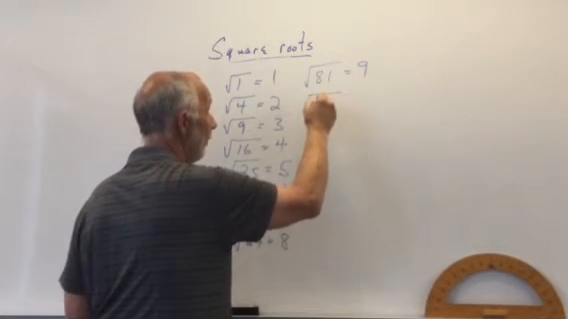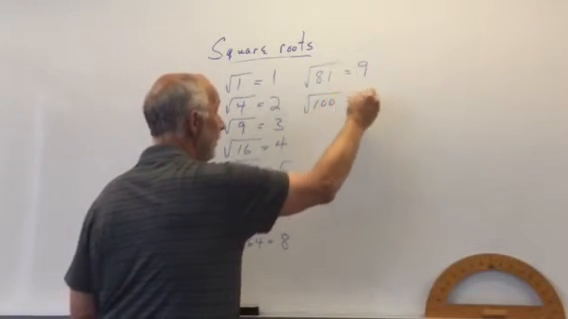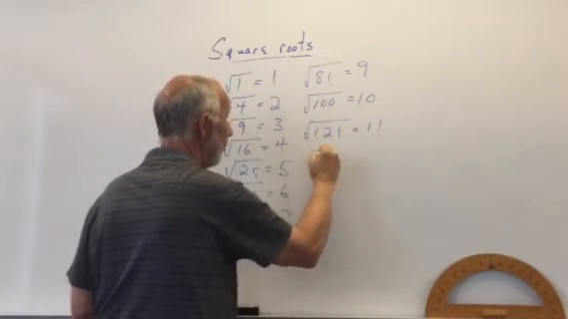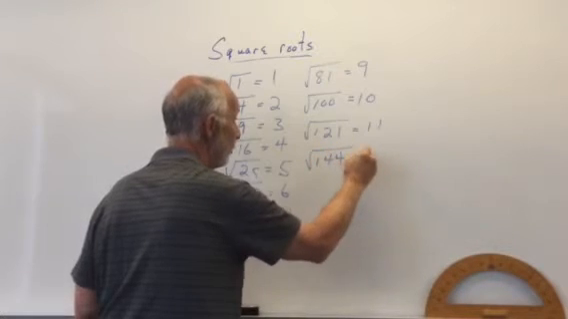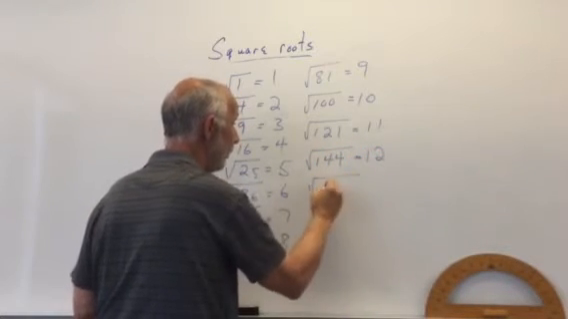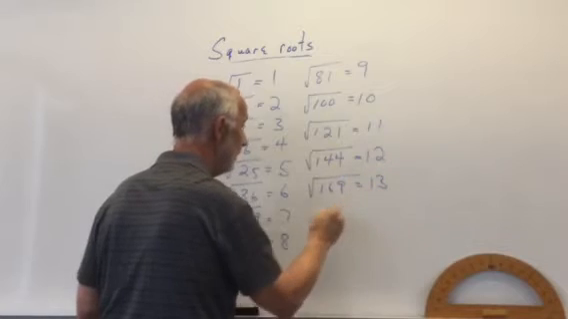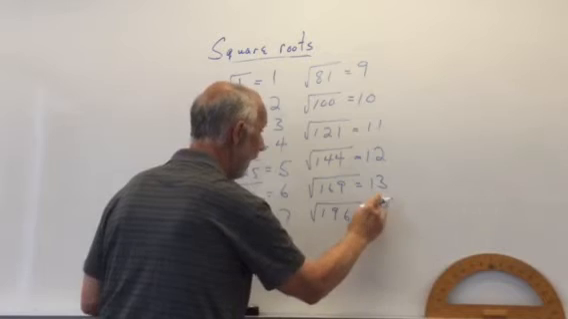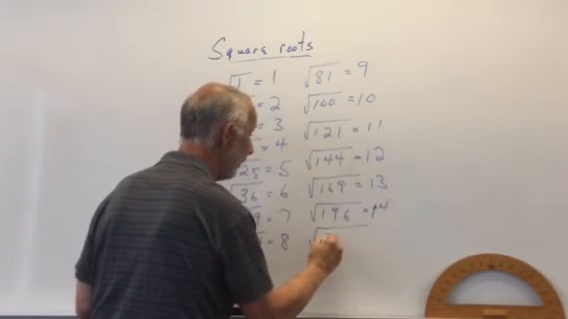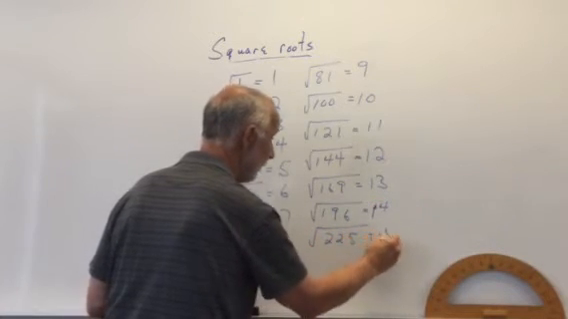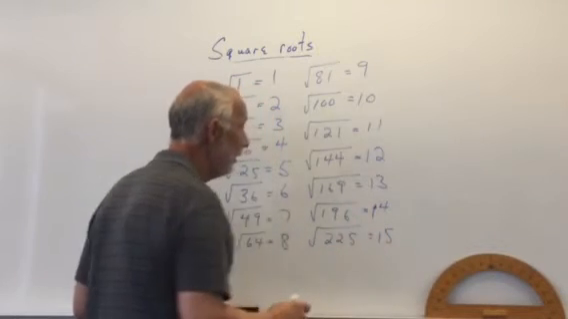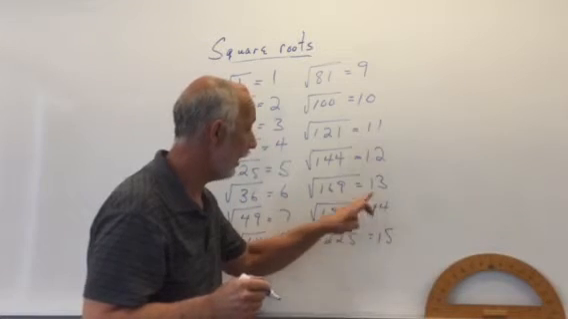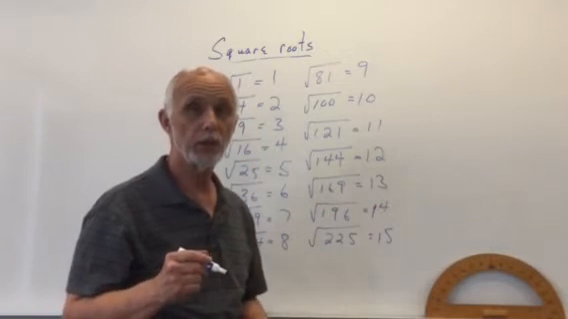The square root of 100 equals 10. The square root of 121 equals 11. The square root of 144 equals 12. The square root of 169 equals 13. The square root of 196 equals 14. And the square root of 225 equals 15. And these 15 square roots are used 90 to 95% of the time that you ever deal with square roots.